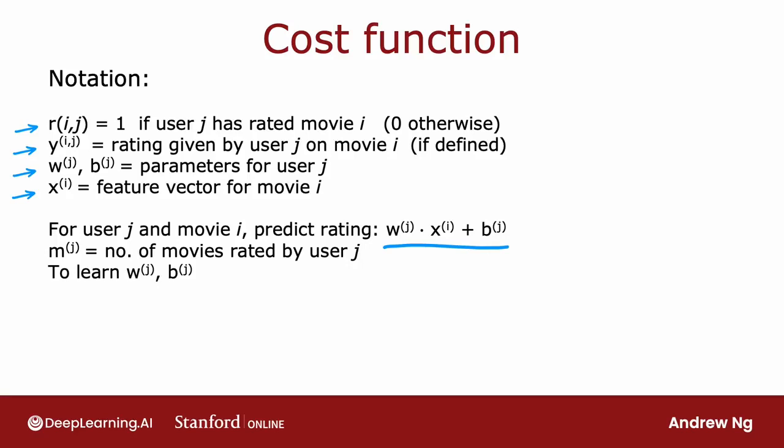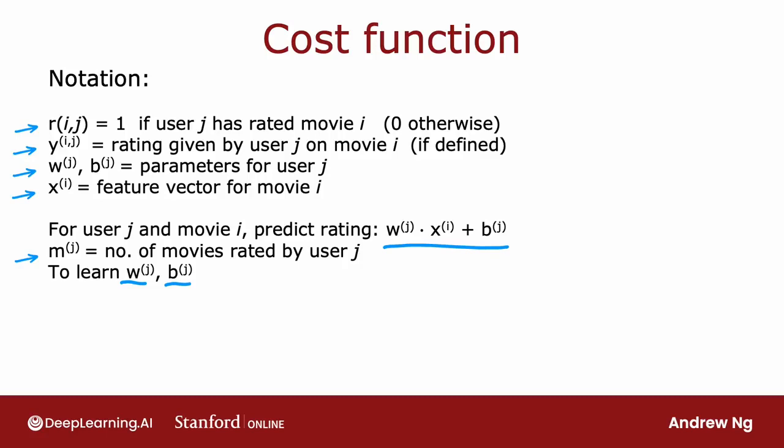Wj dot Xi plus Bj. I'm going to introduce just one new piece of notation, which is I'm going to use mj to denote the number of movies rated by user j. So if a user has rated 4 movies, then mj would be equal to 4. And if a user has rated 3 movies, then mj would be equal to 3. So what we'd like to do is to learn the parameters Wj and Bj given the data that we have.